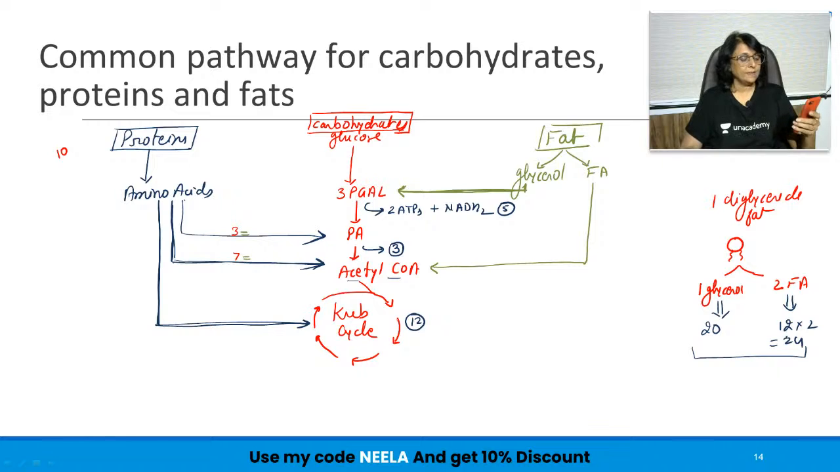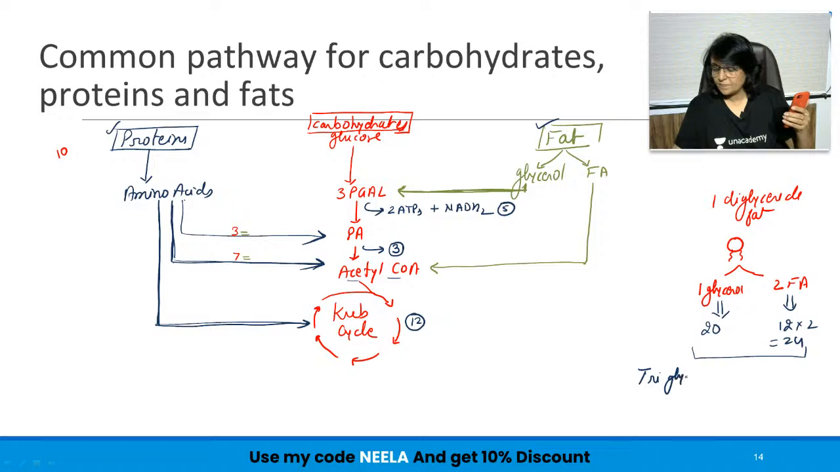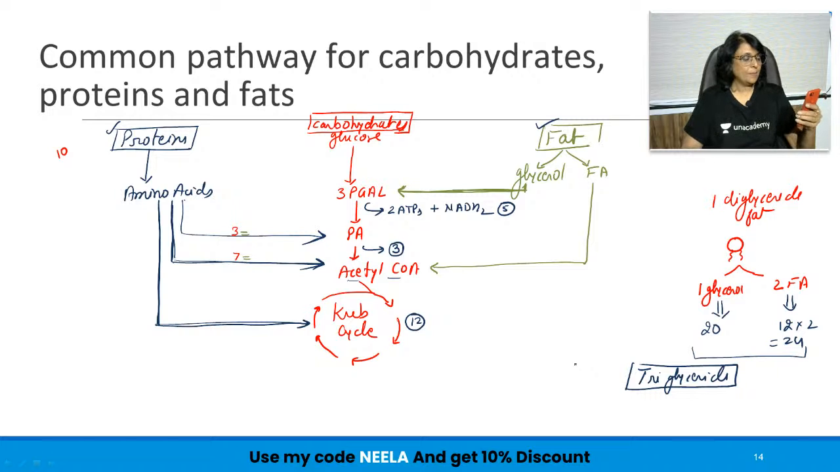Is it clear to everyone how we calculate ATP gain through a common pathway for proteins, fats, carbohydrate? We have done anyways in detail. One glycerol, 20. Now quickly tell me, if it was a triglyceride fat, then how many ATPs will you get? Give me the answer. Hiren says 56.